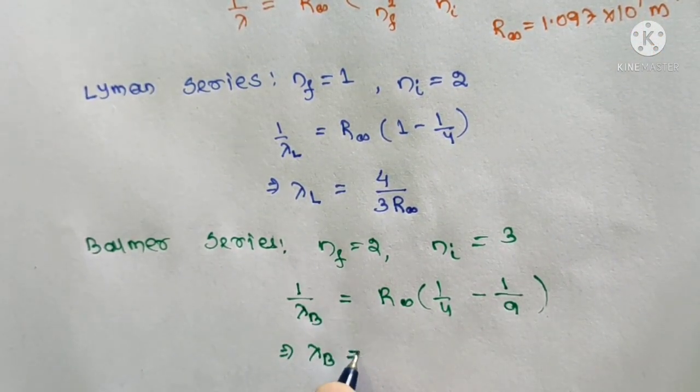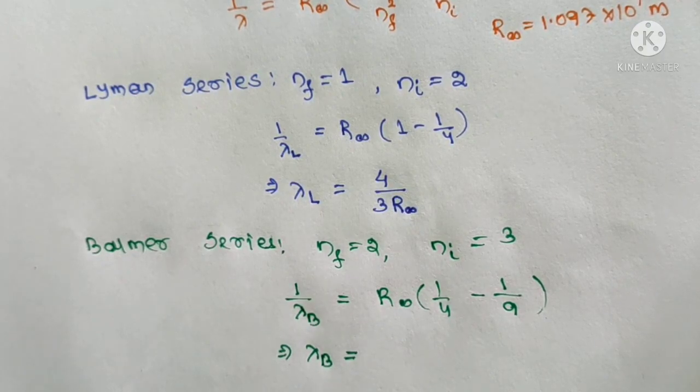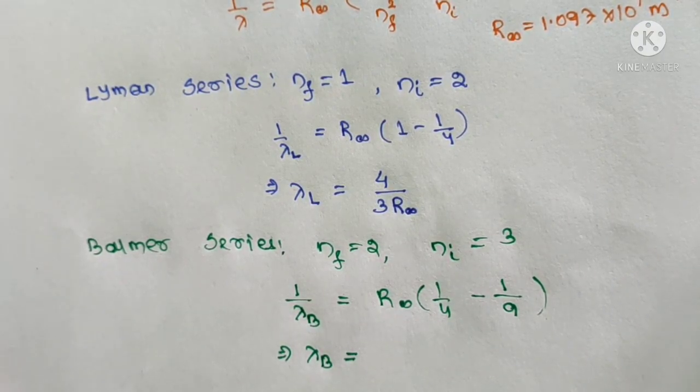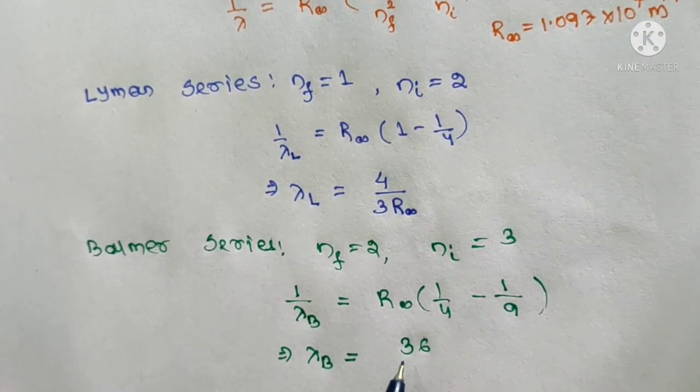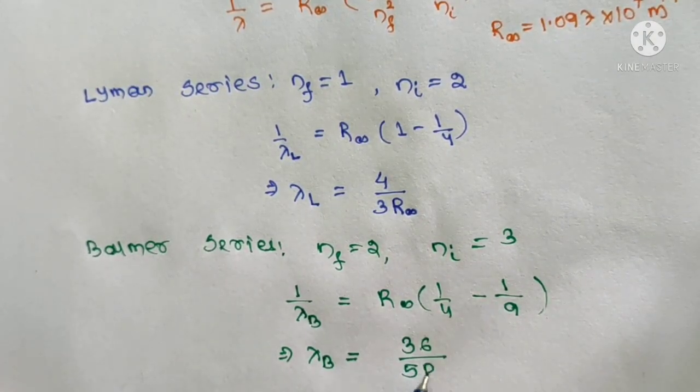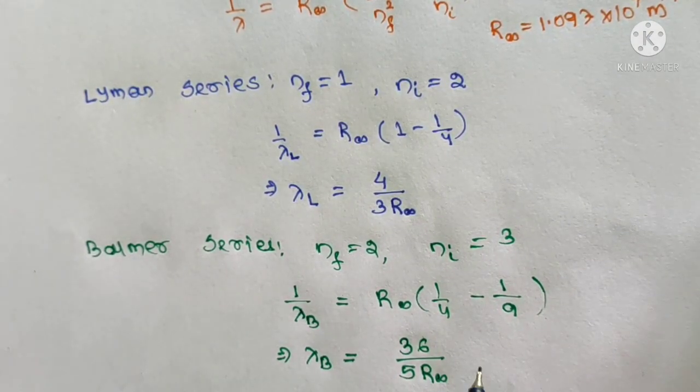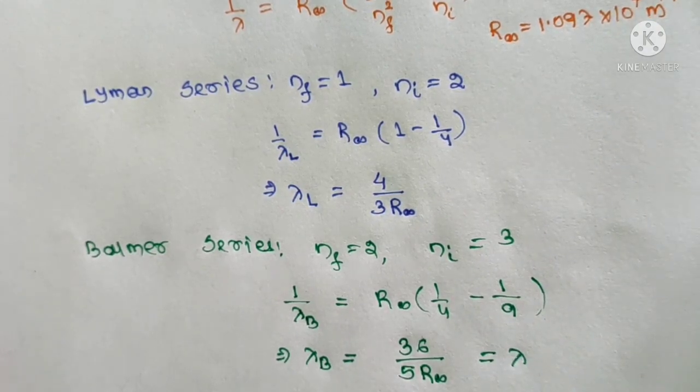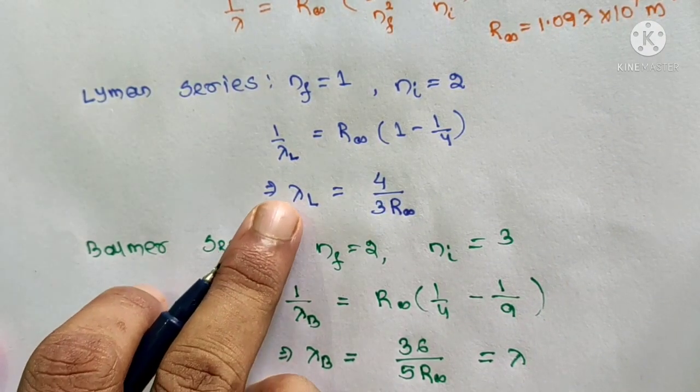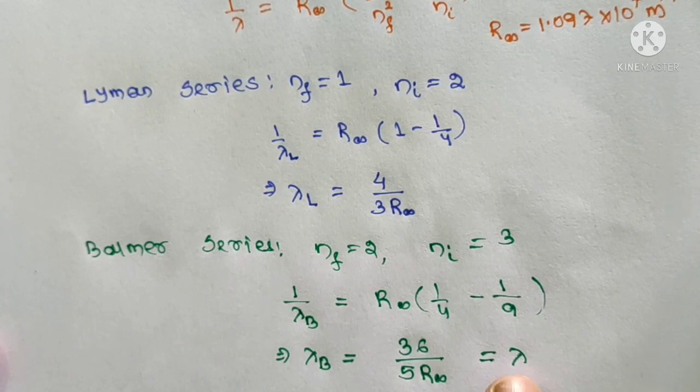Lambda, the wavelength for the first line of the Balmer series, is given by 36 by 5 R infinity, and according to the question this is equal to lambda. So now we have to express this lambda L in terms of this lambda.